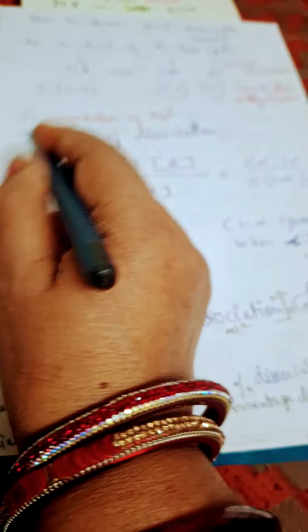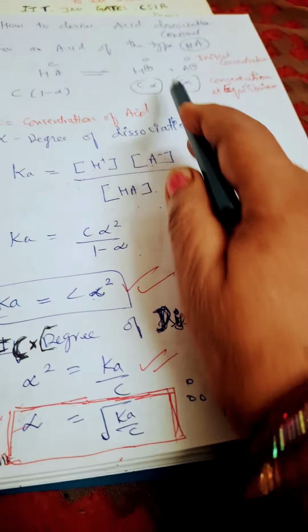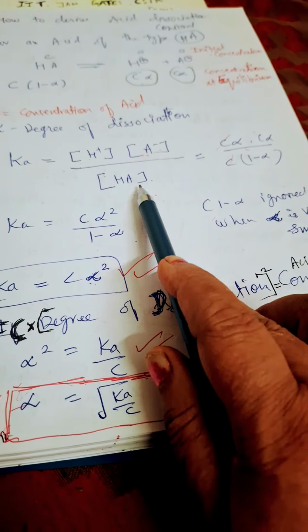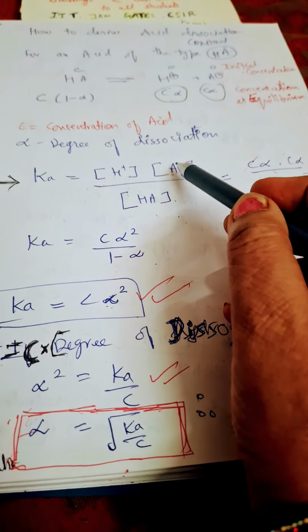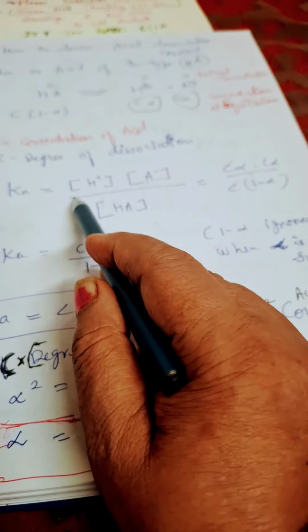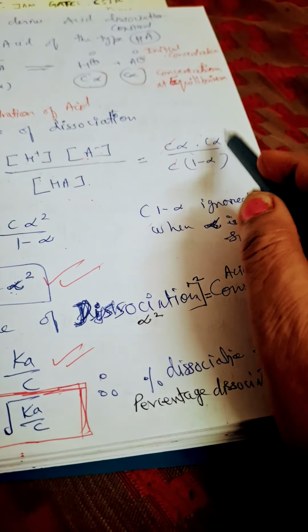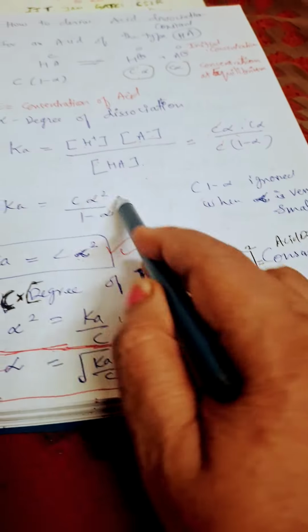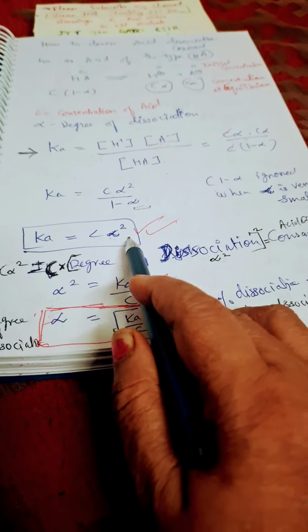According to the law of mass action, or the chemical equilibrium law, Ka will be equal to the molar concentration of products divided by the molar concentration of reactant. Here two products are there, so the product of them: the molar concentration of H positive multiplied by the molar concentration of A negative, upon the molar concentration of acid. Put the value C alpha on the product side, and this is C(1 minus alpha). The C cancels, so now it is C alpha square upon 1 minus alpha. Since alpha is very small, this is omitted. So Ka is equal to C alpha square.